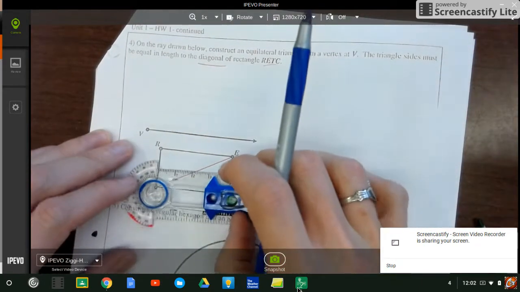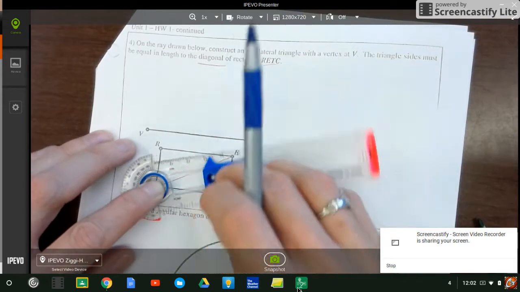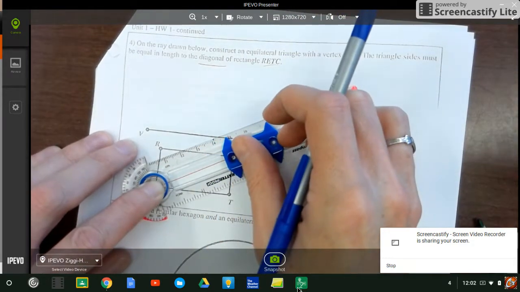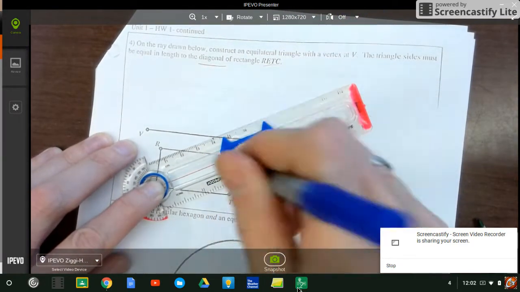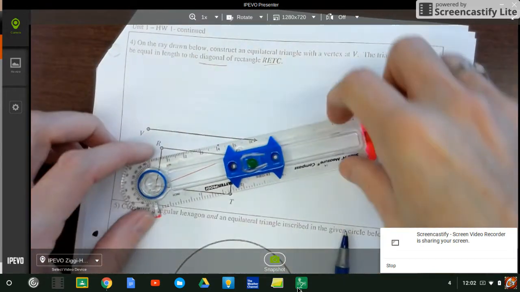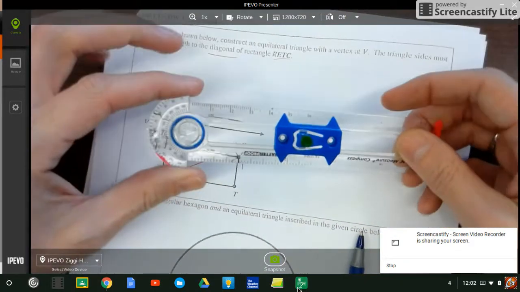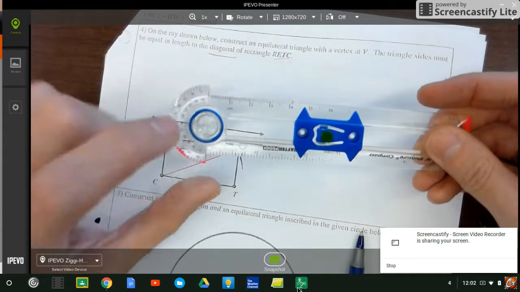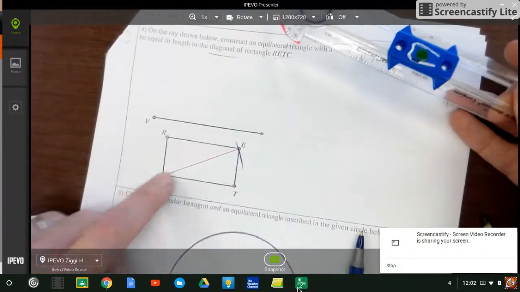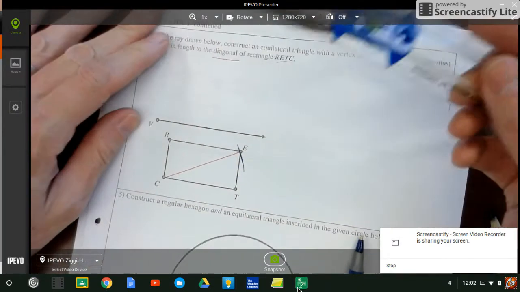So I'm going to set up at C, and I'm going to copy that length. So there's point E there. So this is the length, and I'm going to hold that length. I can actually take that length and walk around the room with it if I wanted to. But from here to here is the length of this diagonal. Now I'm going to make my equilateral triangle.